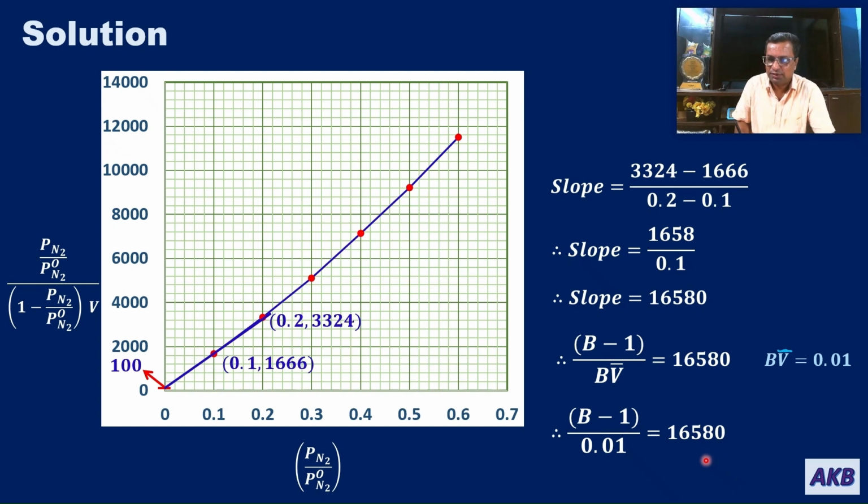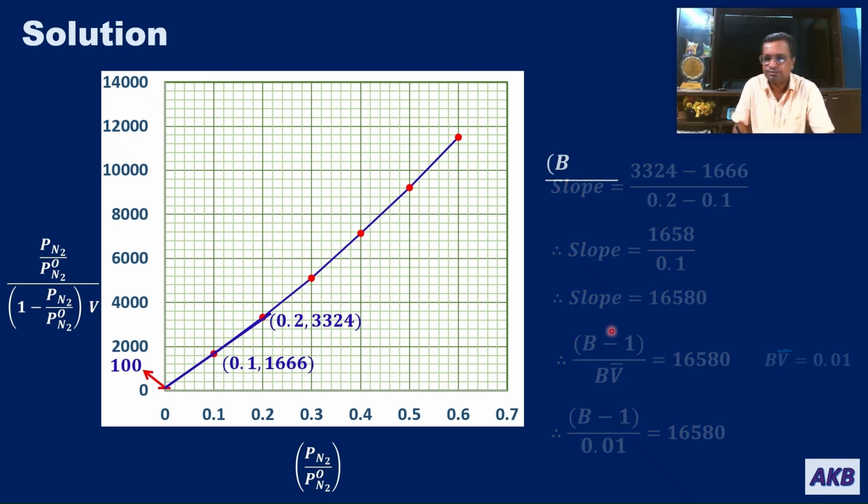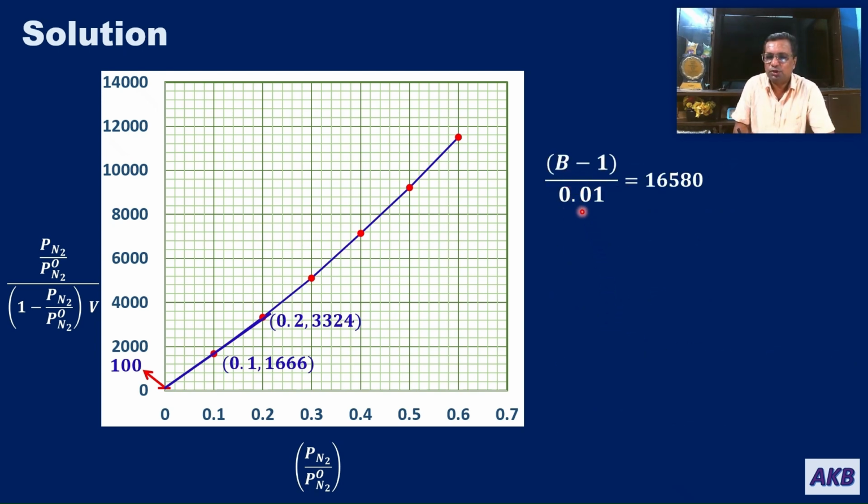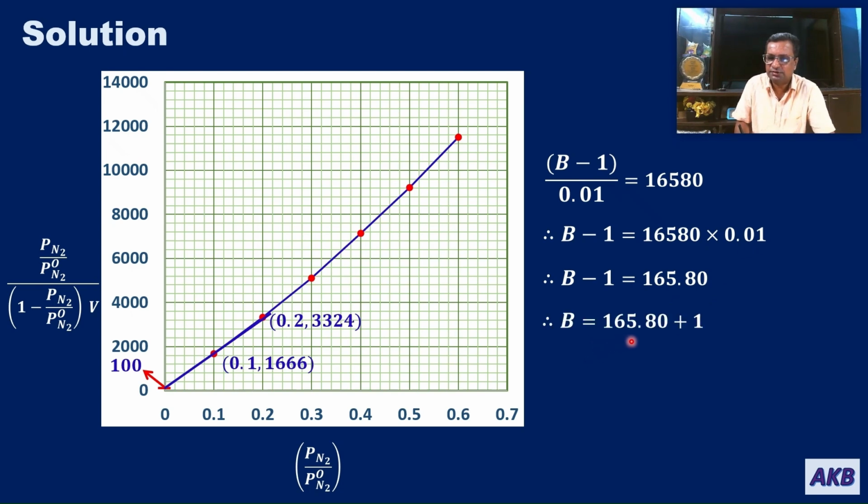16580. Now our aim is to get B. So we will continue with this calculation. So B minus 1 upon 0.01 is 16580. That is, B minus 1 is 16580 into 0.01. That is, B minus 1 is 165.80. That is, B is equal to 165.80 plus 1, which gives us B as 166.80. Now we are going to use this value of B to get the value of V bar.